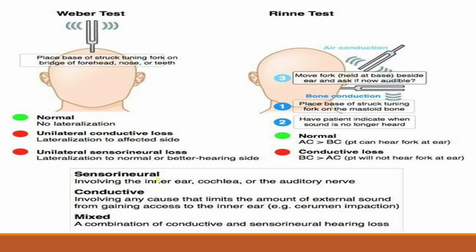So sensorineural loss will occur as a result of any pathology involving the inner ear, cochlea, or the auditory nerve, and conductive hearing loss is because of any cause that limits the amount of external sound from gaining access to the inner ear, for example, cerumen impaction. And mixed is a combination of conductive and sensorineural hearing loss.